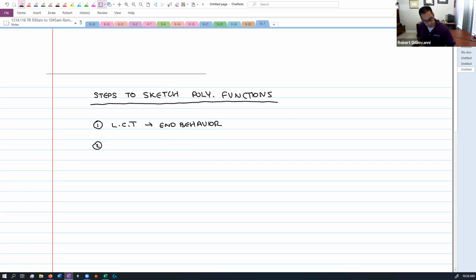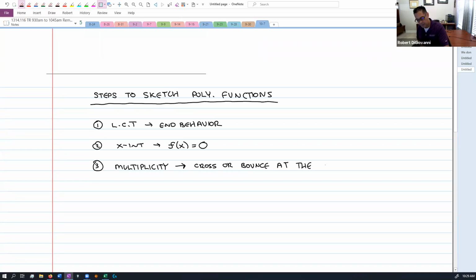The second step, the x-intercepts. And that's where we set the function equal to 0. That is going to be the hard part. I already said that. The third step is going to be the multiplicities. That will tell you whether or not you cross or bounce at the x-intercepts. And then the fourth step is to draw it. That's it.